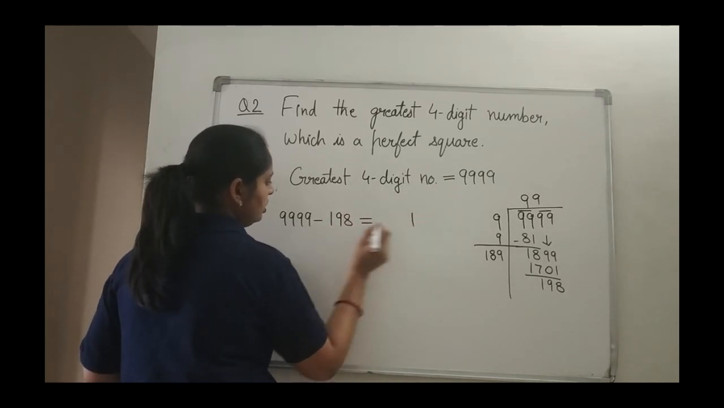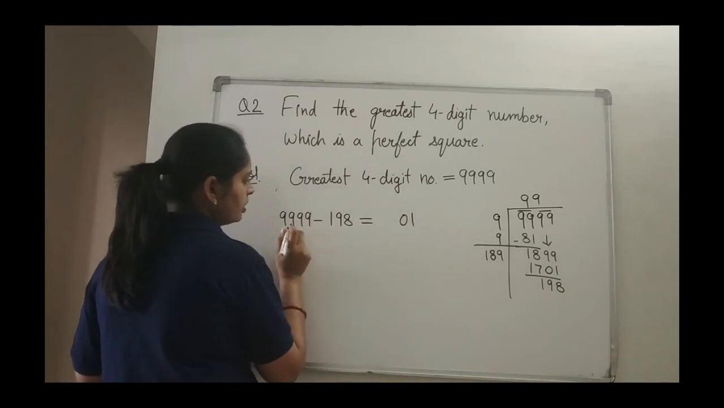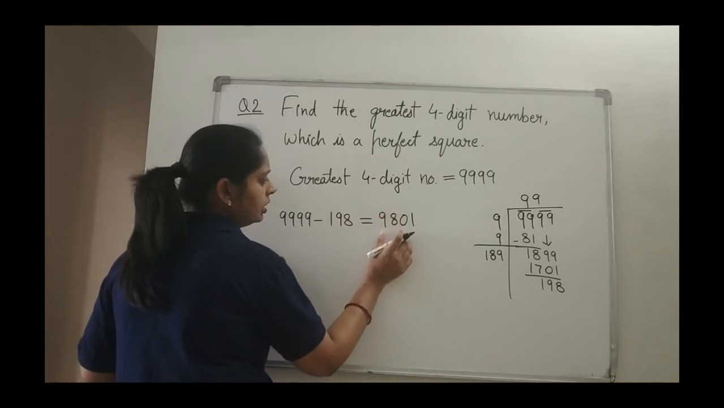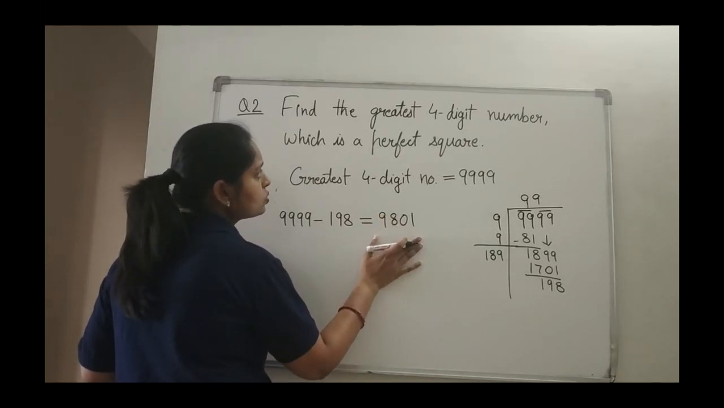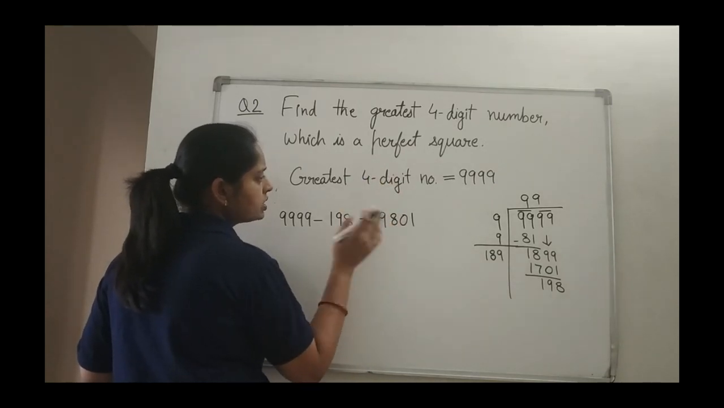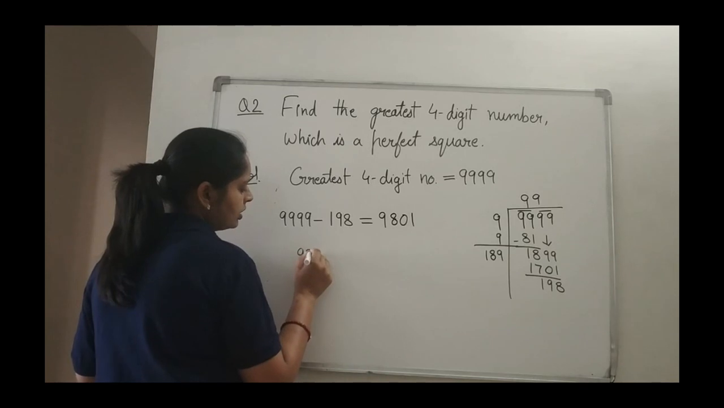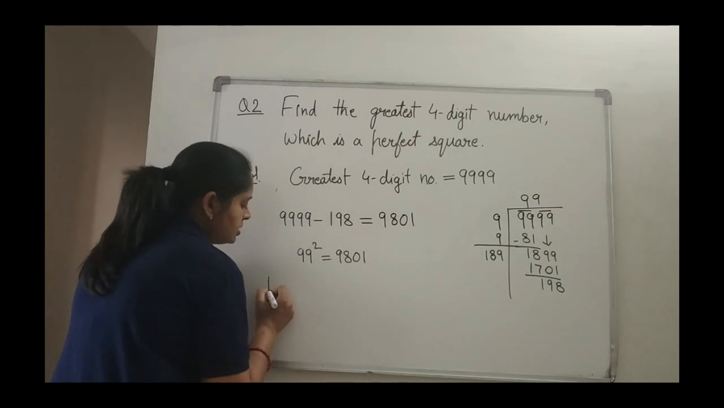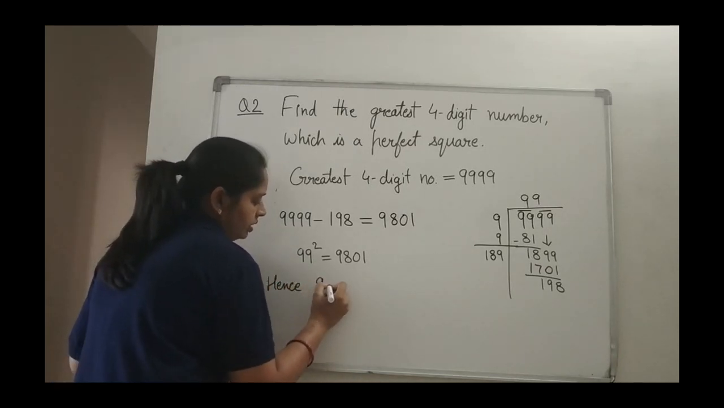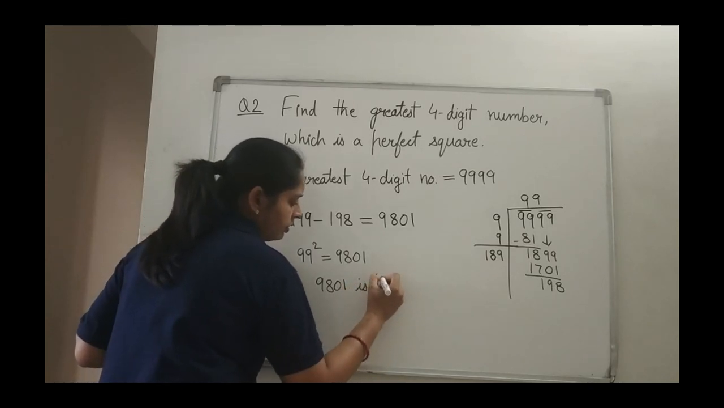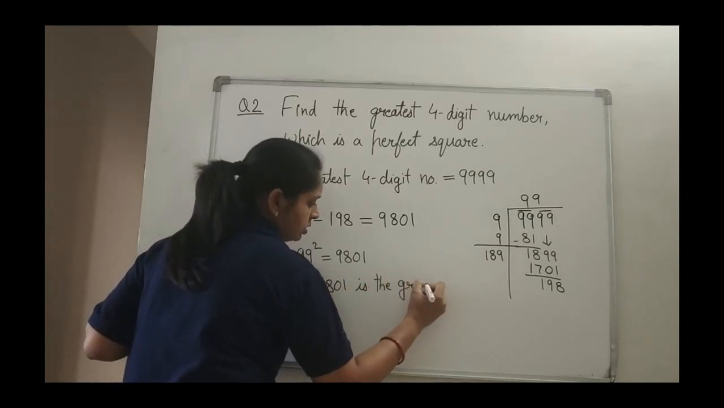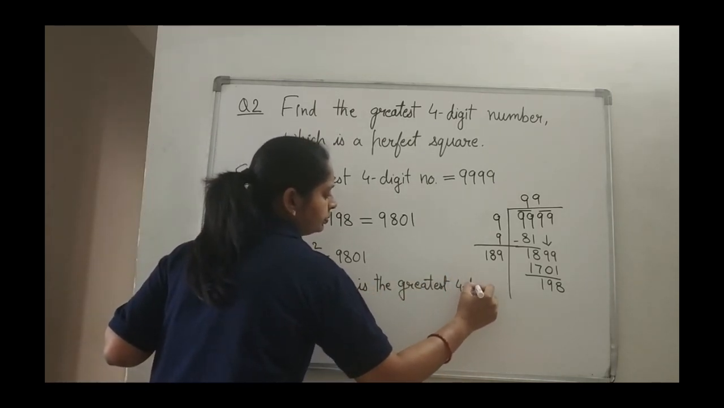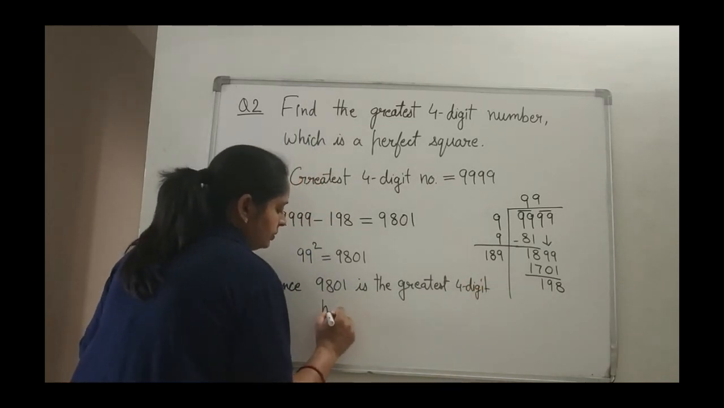How much you will get? 9 minus 8 is 1. 9 minus 9 is 0. 9 minus 1 is 8 and 9. 9801 is the greatest square number, perfect square, and it is the square of which number? Obviously 99. Square of 99 is how much? 9801, and hence 9801 is the greatest 4-digit perfect square number.